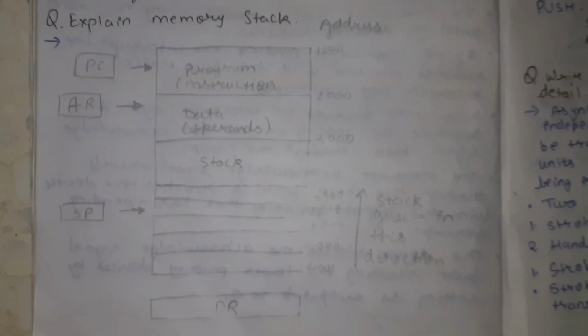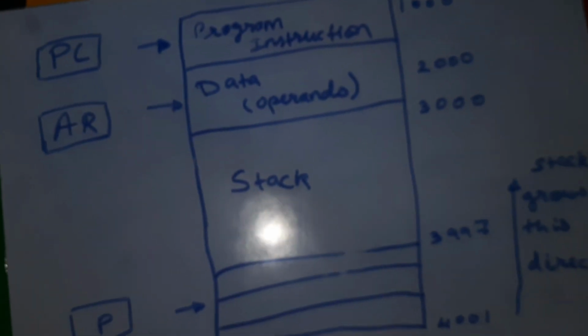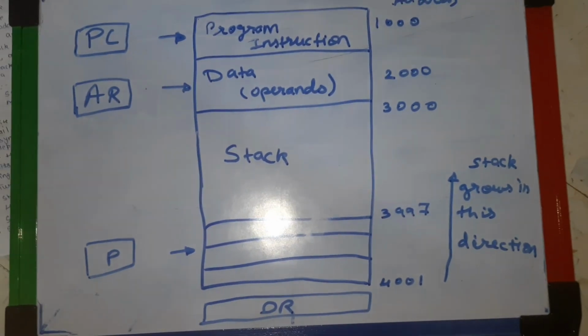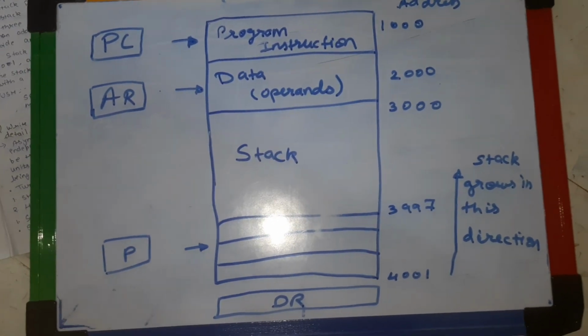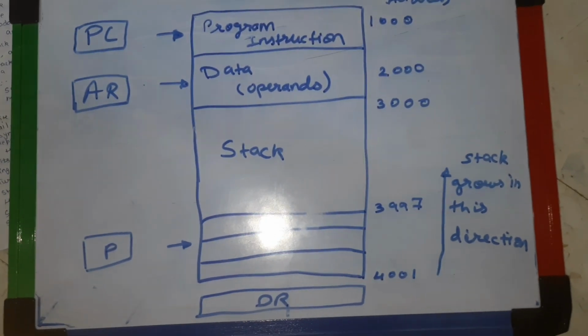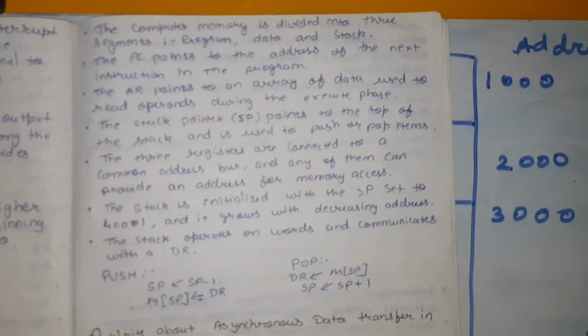So today's topic is explain memory stack. In this, the diagram will be like this, in which there will be first the program counter, then address register and data register. So let's understand this diagram along with the theory part.